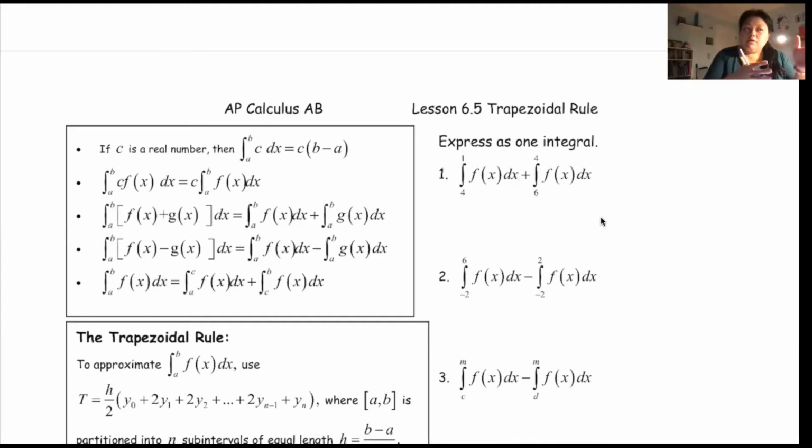And while calculus, the fundamental theorem of calculus, allows us to figure out the exact value of the area under the curve, sometimes we're not able to do that. Sometimes we're given only data points, and so we have to figure out what is the best way to approximate. So we know that calculus gives us the exact value.